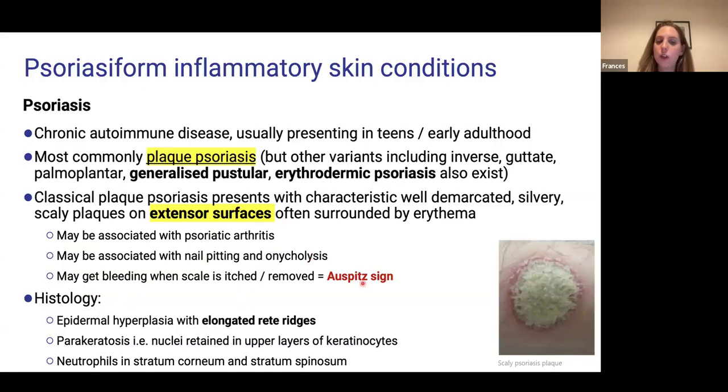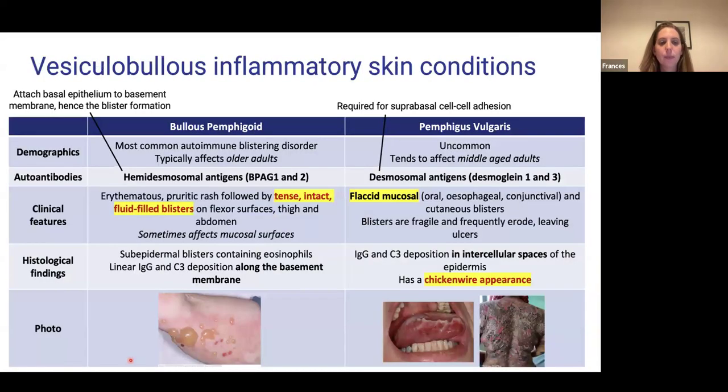And often if the patients are going to scratch this scale, or if it's removed, you're going to get all of these pinpoint areas of bleeding, and that's something called Auspitz sign, and that's quite typical of psoriasis as well. And then, as I said, on histology, you get these elongated rete ridges, parakeratosis, which basically means you're getting nuclei that are being retained in all of those layers of your keratinocytes. And you get a lot of neutrophil involvement because of all of that innate immune system activation as well.